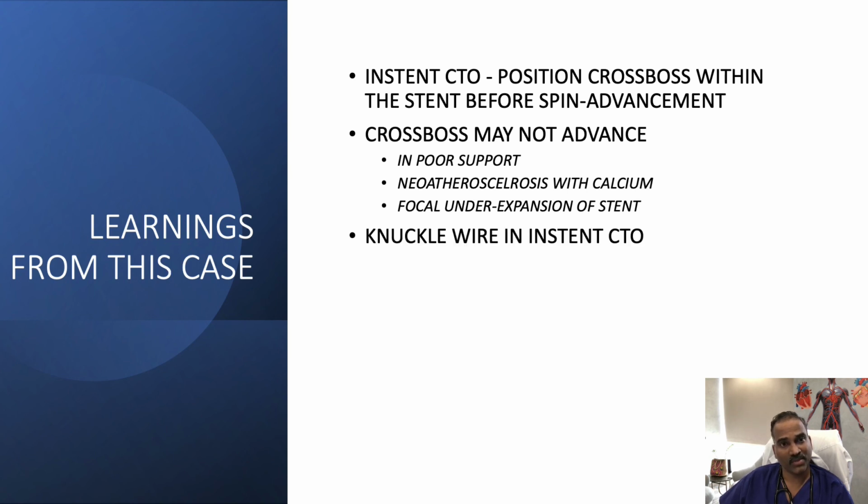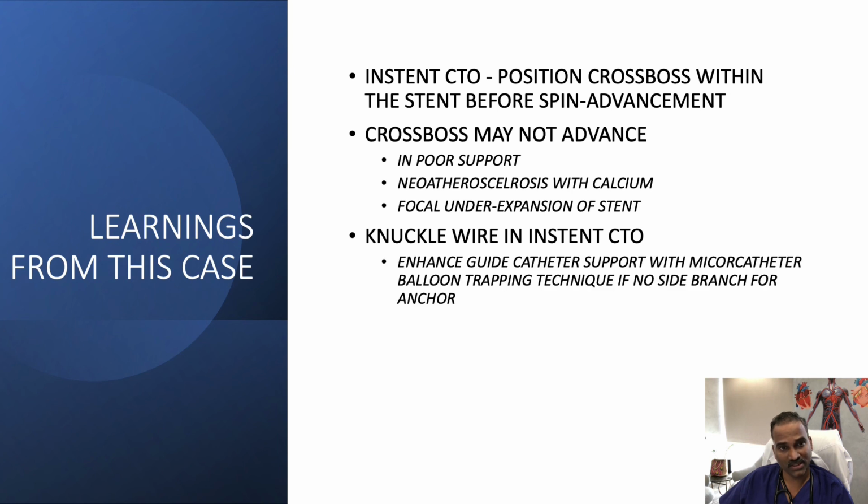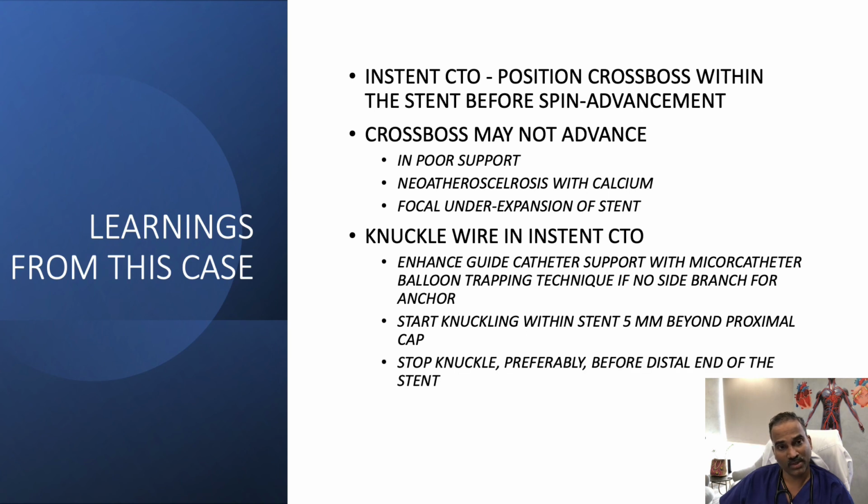And knuckle wire can be used in in-stent CTO. Before using a knuckle wire, enhance guide catheter support. If there is no side branch, use the balloon trapping of microcatheter technique. Start knuckling within the stent 5 mm beyond the proximal cap, and also end the knuckle preferably before the distal end of the stent. Never extend the knuckle beyond the stent edges.